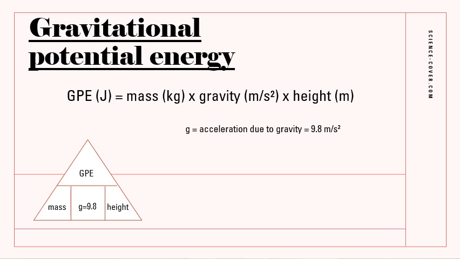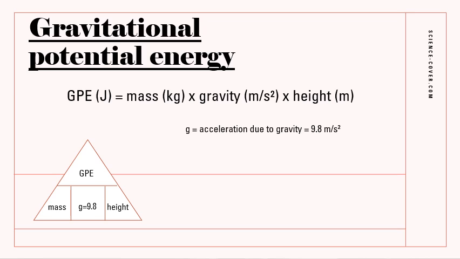The acceleration due to gravity, or g, is how fast an object accelerates in free fall here on Earth, and it has a constant value of 9.81 meters per second squared. It will take a different value on different planets, as things will accelerate at different speeds on different planets.